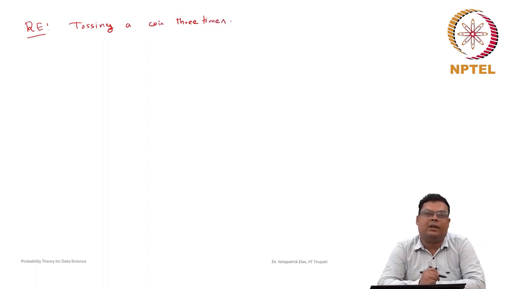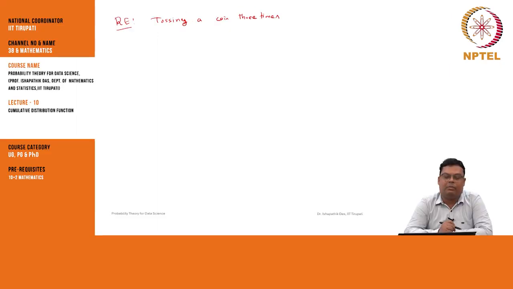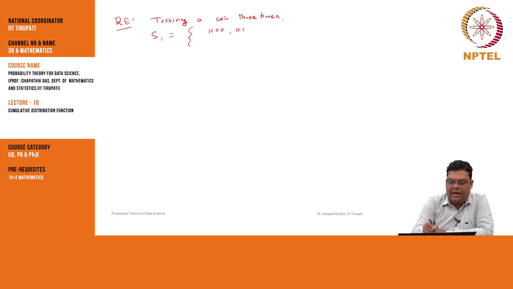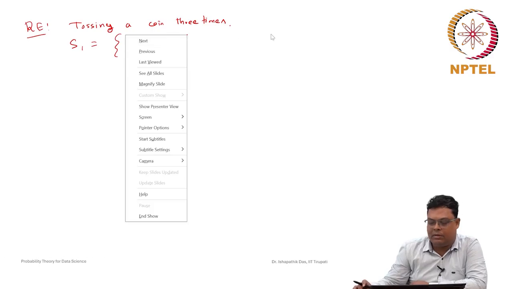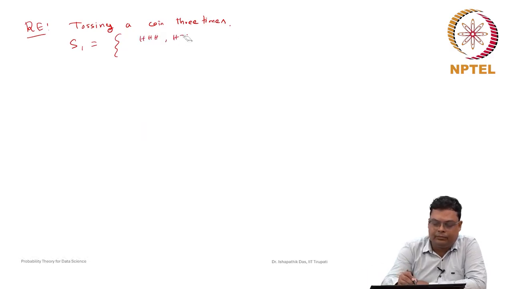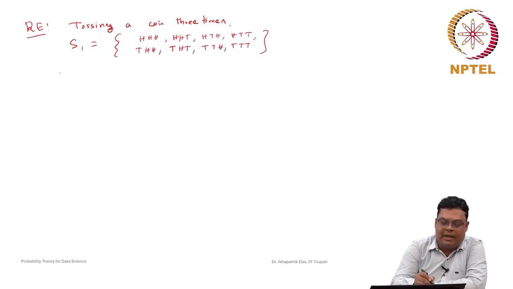Whenever we don't mention whether the coin is biased or what the probability of heads is, we assume that it is an unbiased coin, a fair coin. Whenever you are tossing a coin 3 times, we just discussed that the sample space S1 contains 8 elements: HHH, HHT, HTH, HTT, THH, THT, TTH, TTT. These are the 8 elements it contains.